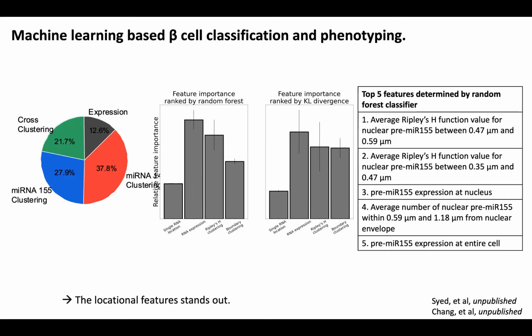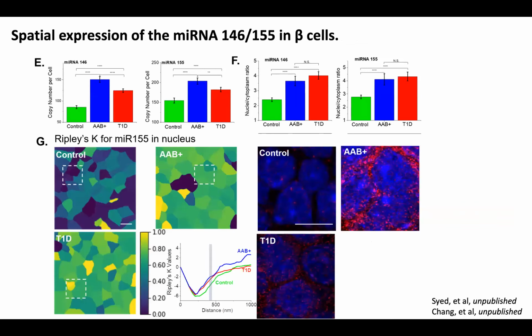They think that this is highly associated with the transportation barriers of the nucleus of the beta cell towards the microRNA 155. To validate that, we color coded the single cells based on the Ripley's K curves. From this color image, you can see the validated image from the control, type 1 diabetes, and AB plus samples. We can definitely see a much higher clustering at the boundary regions of the nuclear envelope.